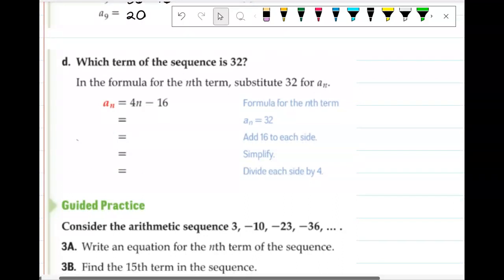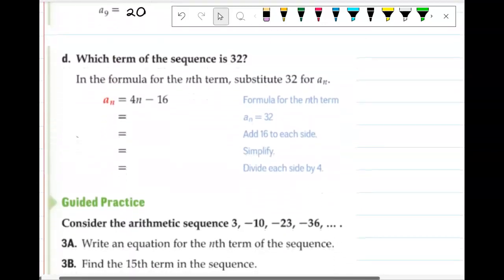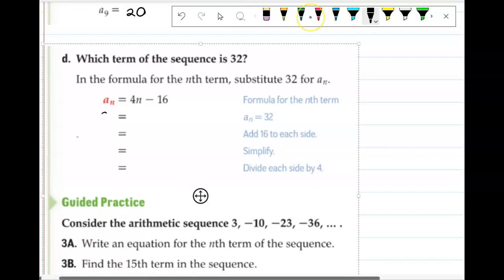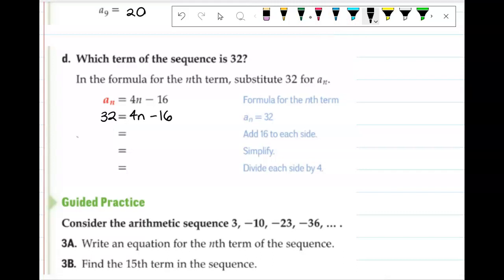Right here, they're actually asking us which number term would be 32. So again, we take our master formula, 4n minus 16, but we're going to put a 32 on the left side of the equation, and solve for n. So if we add 16 to both sides, we get 48 equals 4n, and then dividing by 4 on both sides, n equals 12. So the 12th term is 32.